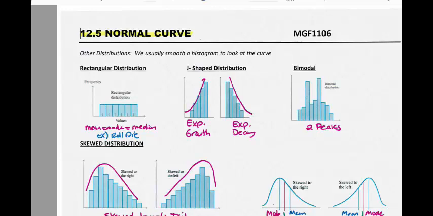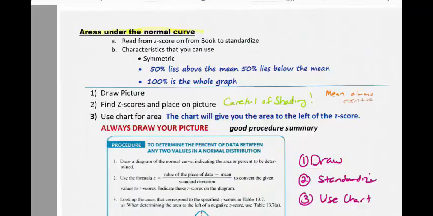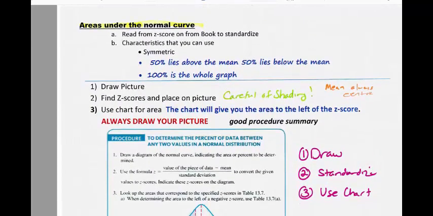So right now what I have up here is my notes, the PDF version that you can find under the lecture and resources, 12.5. And I'm going to go down to the problems that I'm actually specifically talking about. These are those problems where it's going to be asking you to find the area under the normal curve, find a percentage.